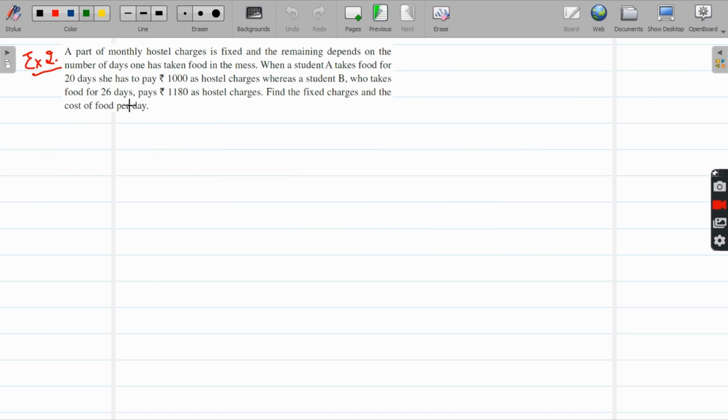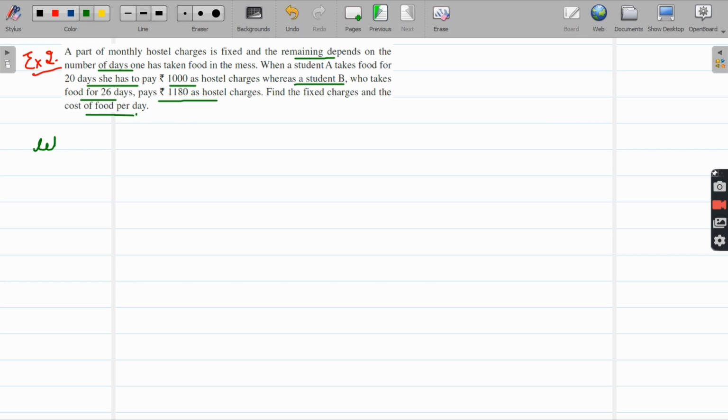So I have another word problem here. A part of monthly hostel charges is fixed and remaining depends on the number of days one has taken food in the mess. When a student A takes food for 20 days, she has to pay 1000 as hostel charges, whereas a student B who takes food for 26 days pays 1180 as hostel charges. The total is inclusive of the fixed as well as the variable charge. Find the fixed charges and the cost of food per day.